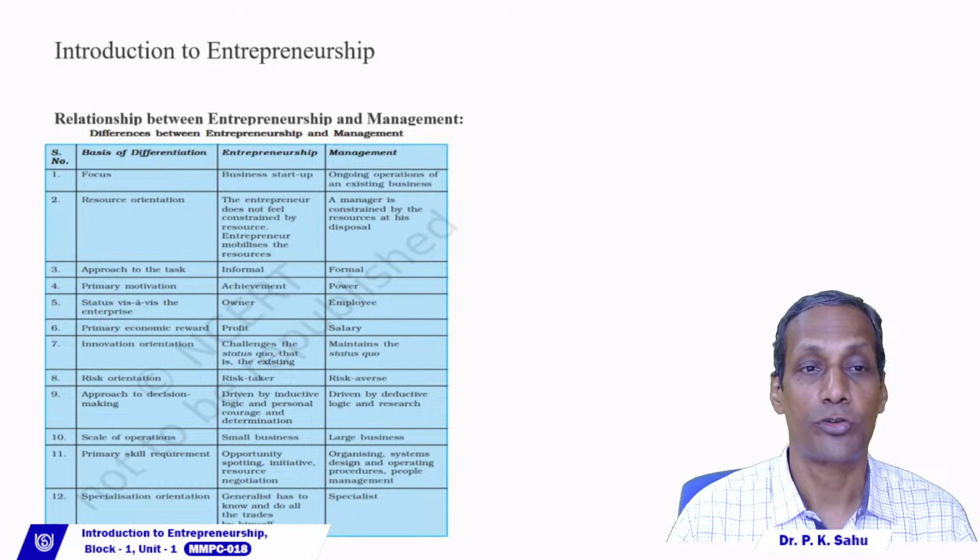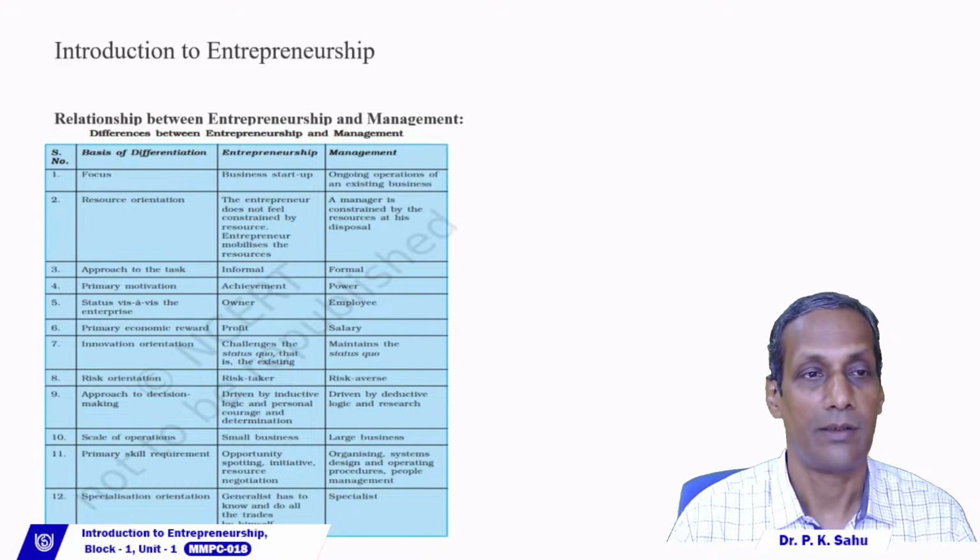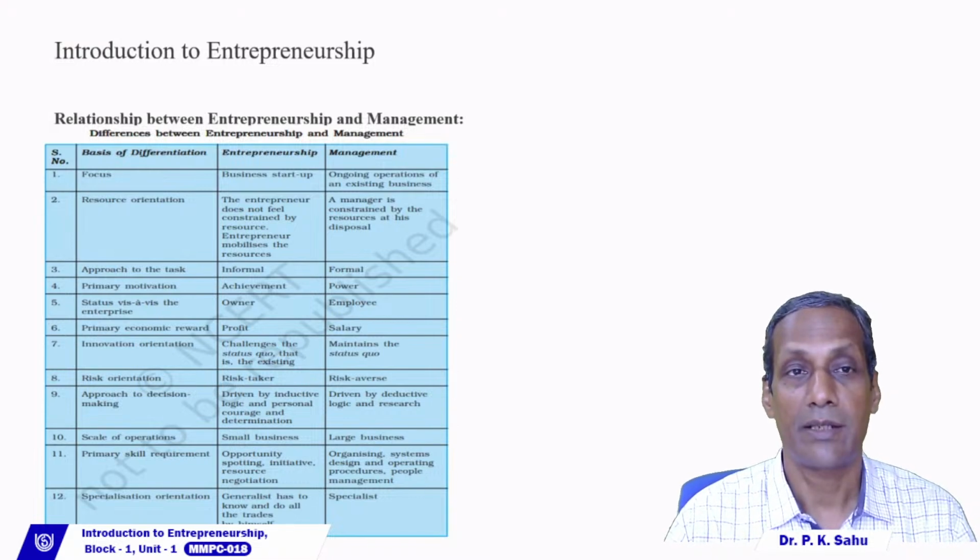As per the approach to the task, entrepreneurship is informal, management is very formal. The primary motivation for entrepreneurship is achievement. The primary motivation for management is power. Status: in entrepreneurship, the status vis-a-vis the enterprise is the owner himself, but in management, it's the employee. The primary economic reward for entrepreneurship is profit, but the primary economic reward for management is salary.